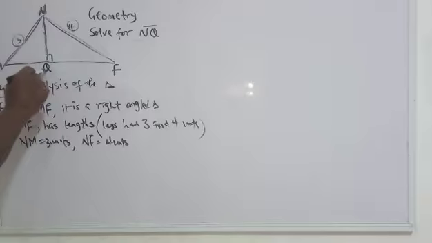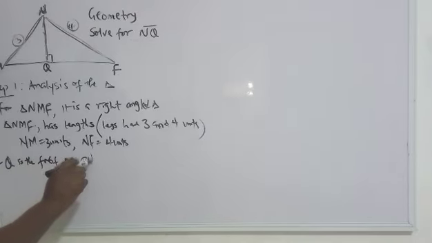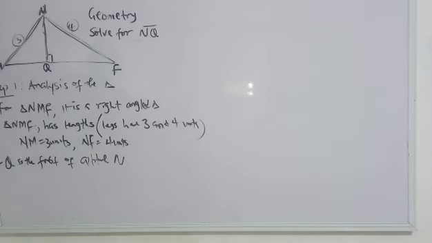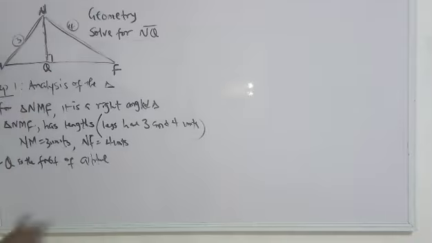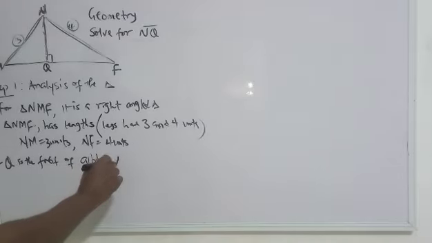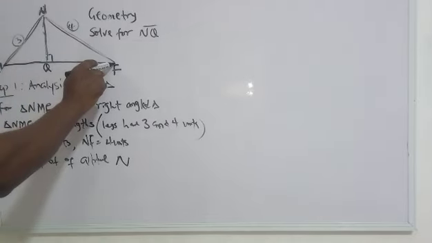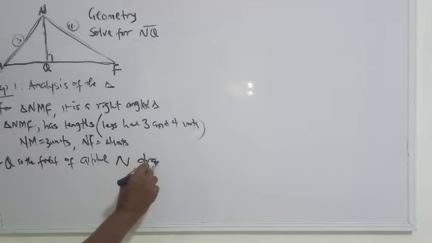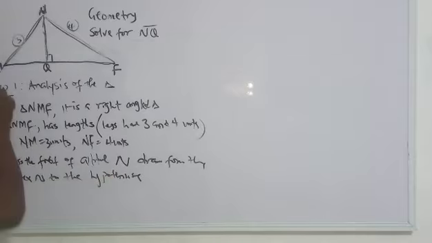And we also know that this Q is the foot of the altitude. Q is the foot of the altitude drawn from the vertex N to the hypotenuse MF. This is our hypotenuse.